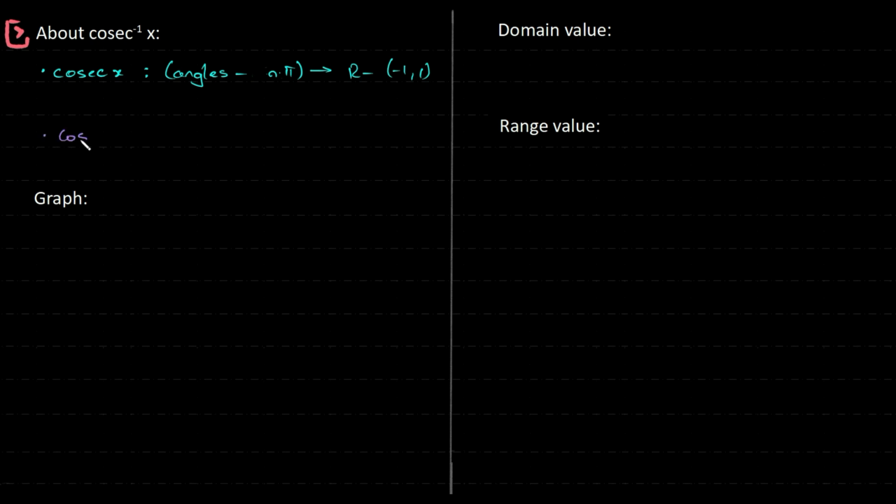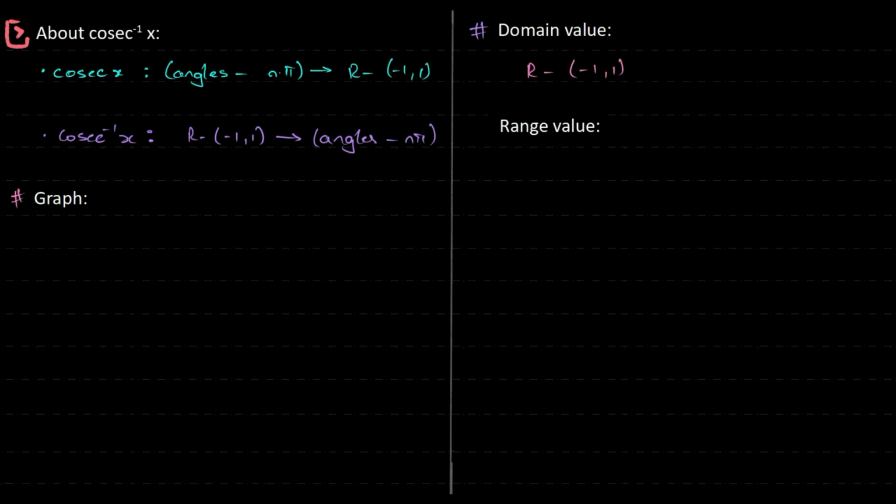Next, cosecant inverse of x will be able to map from minus 1 to 1 to angles which are multiples of n pi has to be excluded, sorry. So that's what it can map. So basically, we're looking at domain values to be any real number excluding values from minus 1 to 1.